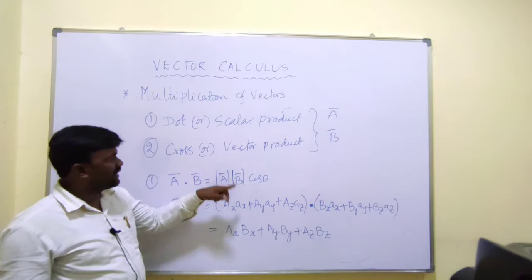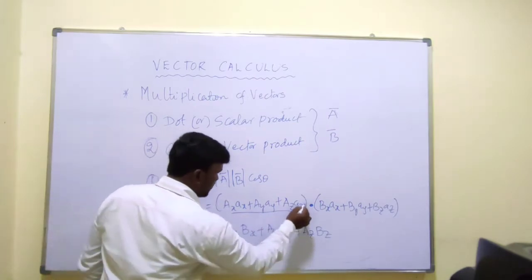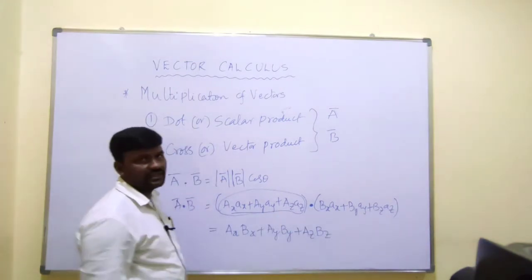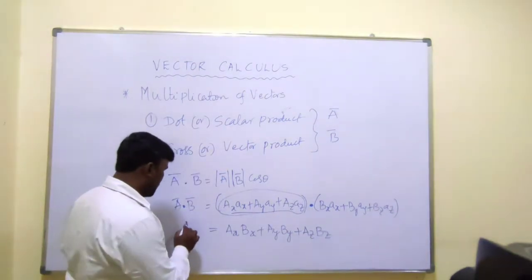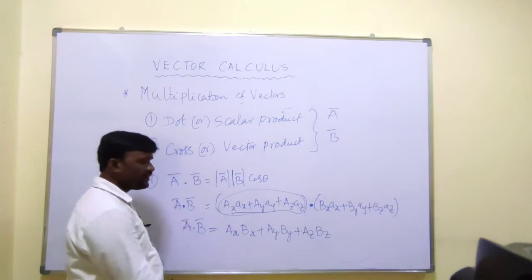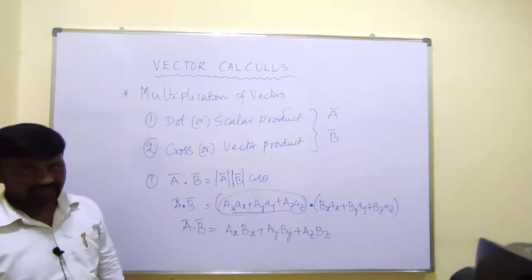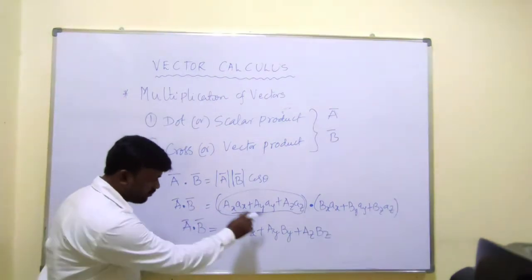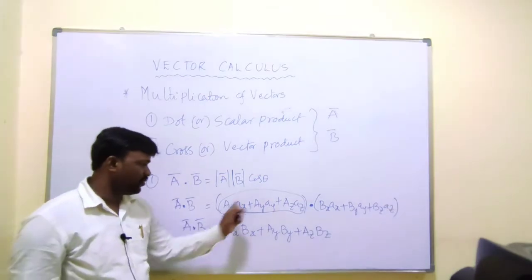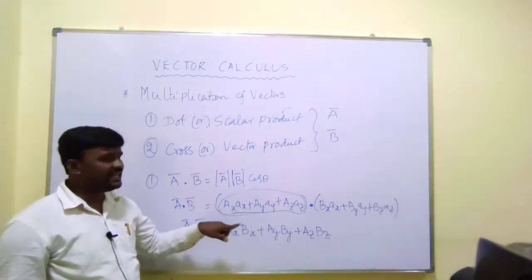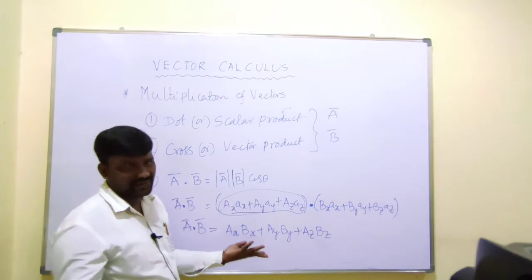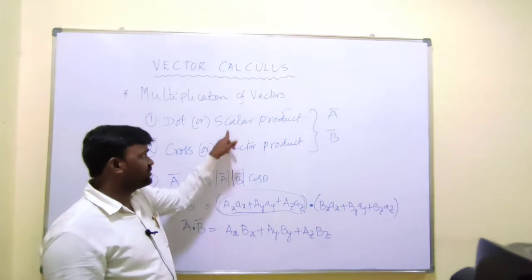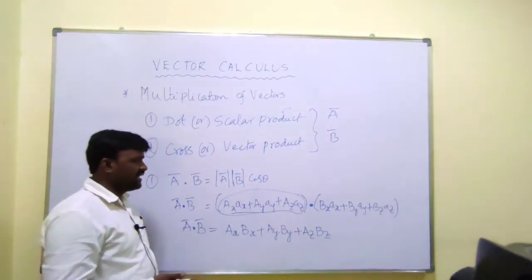If you see the individual vectors, they have magnitudes along the unit vectors, whereas here we have only magnitude components, there are no unit vectors. Means dot product gives what? A scalar quantity. The resultant of this dot product has only magnitude. If the quantity has only magnitude, it is a scalar quantity. Dot product gives a scalar quantity. That's why this product is called a scalar product.